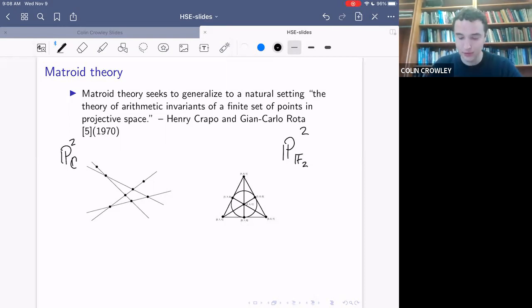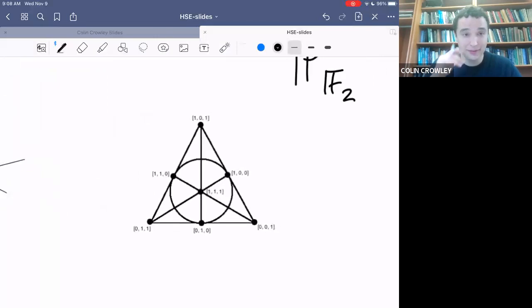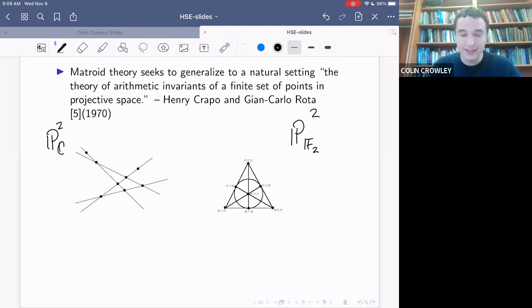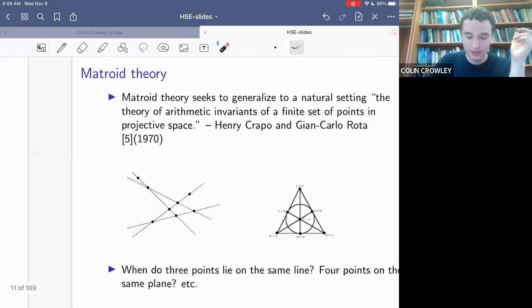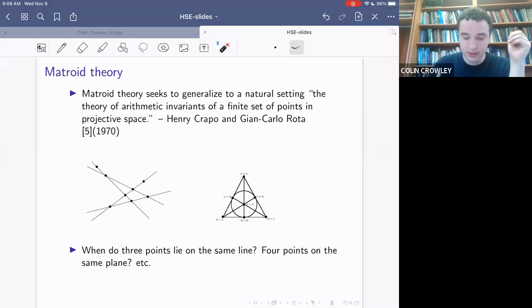And if you zoom in, you can see this picture that I got from the internet. It has the coordinates. These are all of the points, with coordinates 0, 1 in the projective plane. And since it's characteristic 2, it's possible for these 3 points, which don't lie on a line in characteristic 0, to lie on a line in characteristic 2. Okay, so this is roughly what a matroid will look like. And we're interested in these sorts of questions. When do 3 points lie on a line? When do 4 points lie on a plane? How many planes are there? These sorts of counting problems.